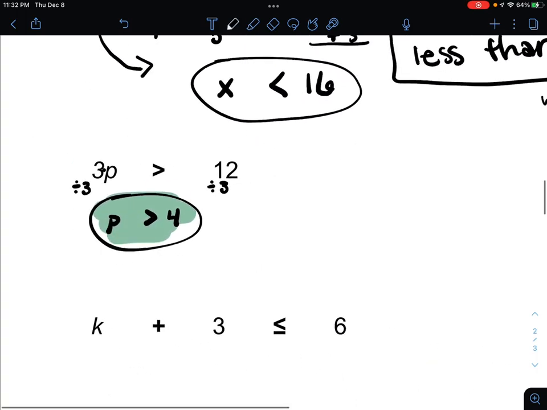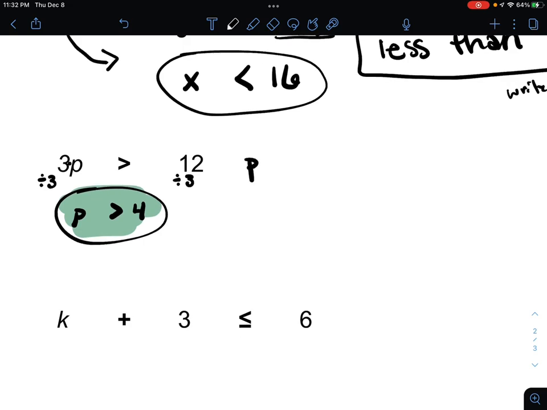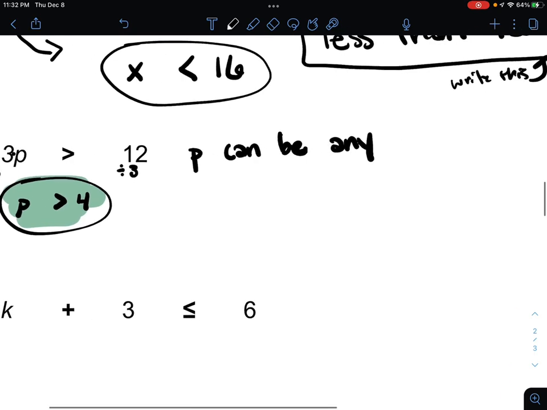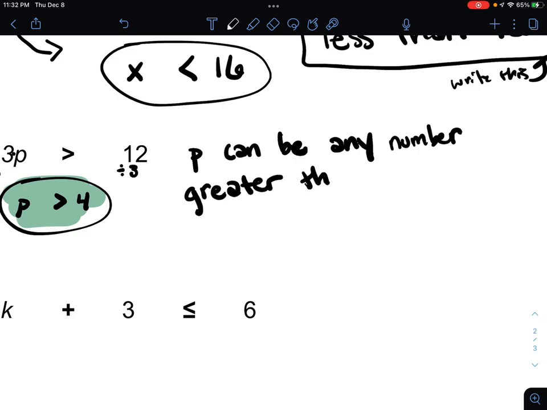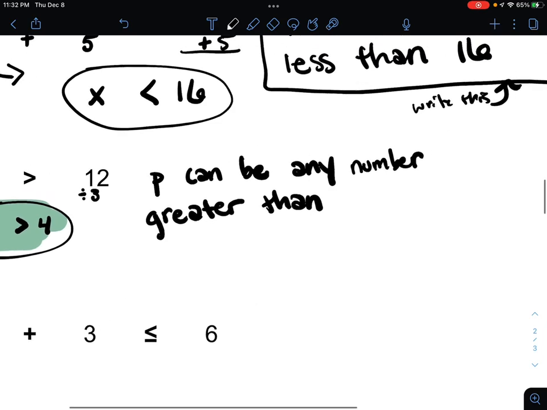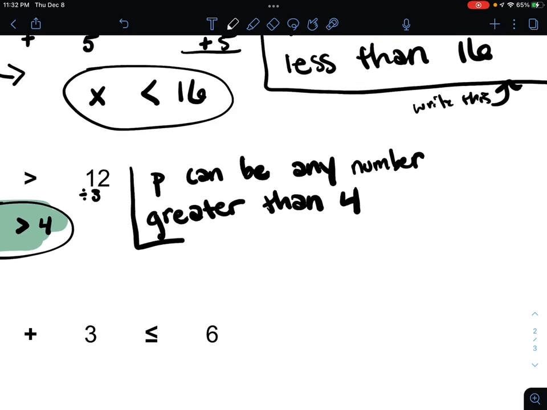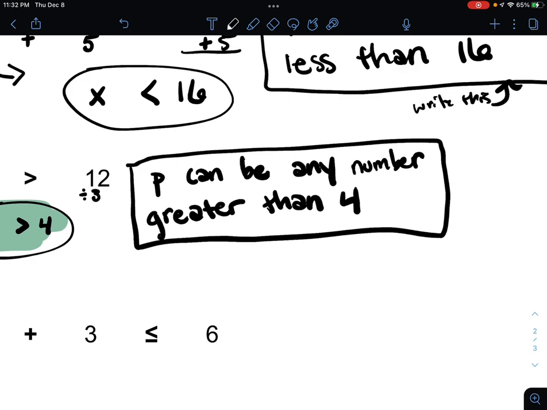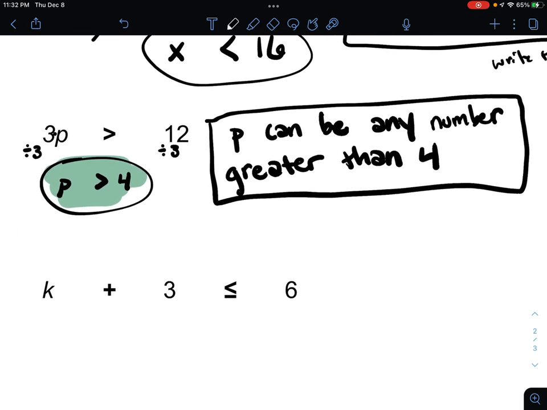But what does that mean? It means p can be any number greater than 4. So p can be any number greater than 4. It could be 6, it could be 25, it could be 892. p could be any number greater than 4.